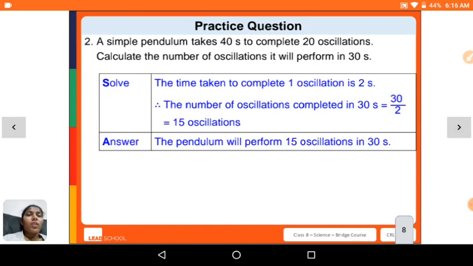And now what is asked: the time taken to complete one oscillation is 2 seconds, we found. Therefore, we have to find the oscillations performed in 30 seconds. So 30 divided by the time per oscillation gives us 15 oscillations. So the pendulum will perform 15 oscillations in 30 seconds. This is the answer.